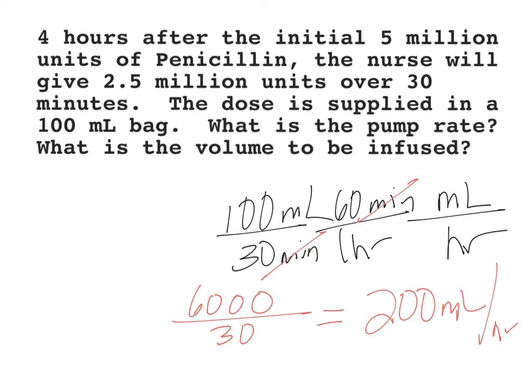That's the rate. That is the pump rate. 200 mLs per hour. Now for the volume to be infused, you just look at the bag. You're going to give the whole bag. You want a whole dose. A 100 milliliter bag. Okay? It's hung as a piggyback. You have a mainline infusion.